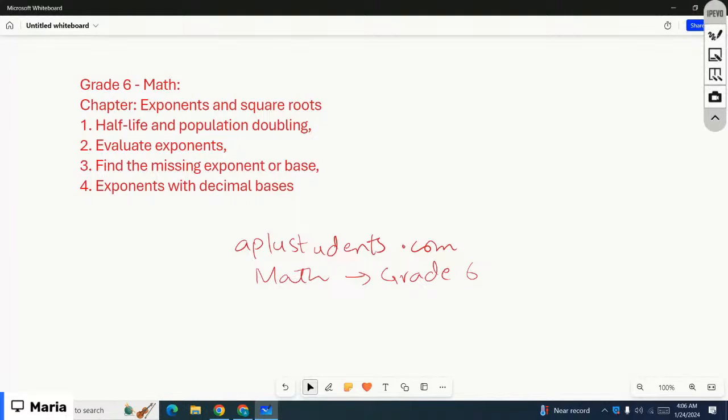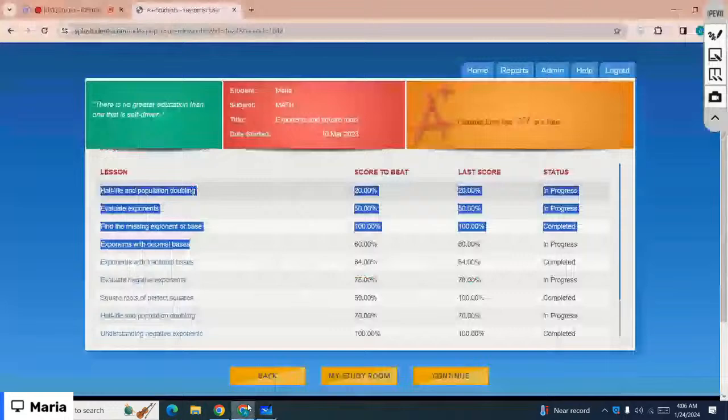Please make sure you have your notebook and pencil so that you can note down the important examples and definitions as well. Let's just start with the lesson that is half-life and population doubling.